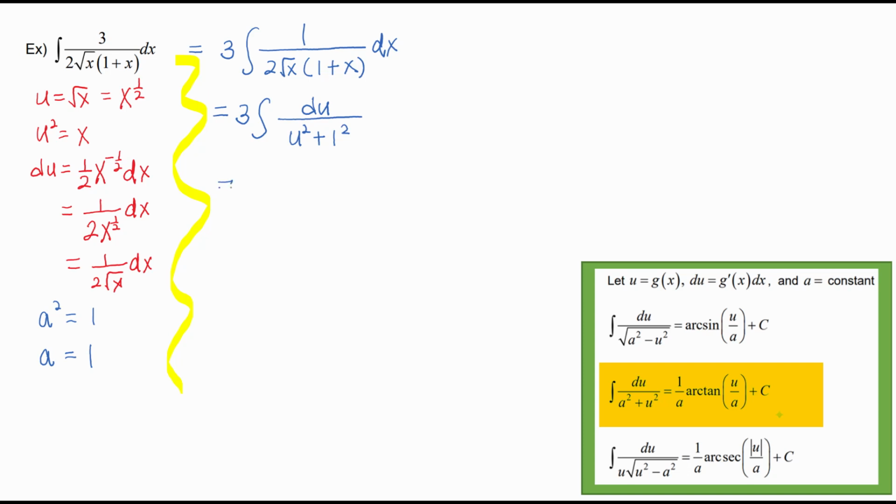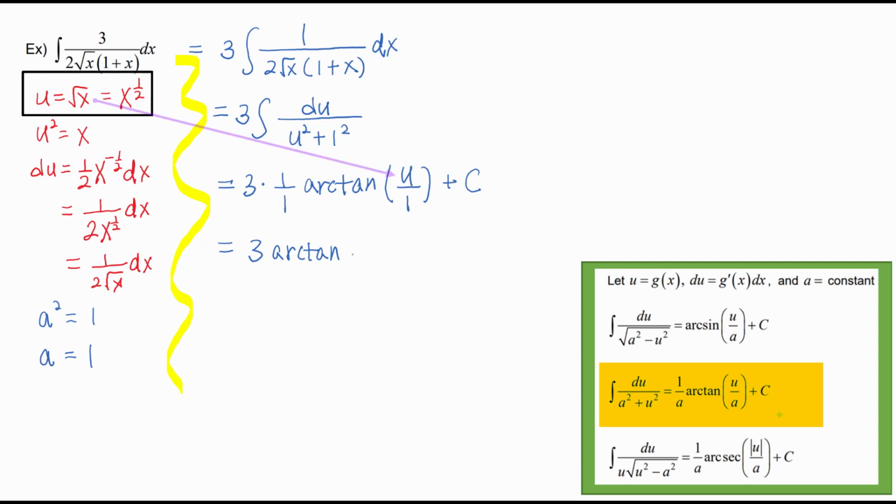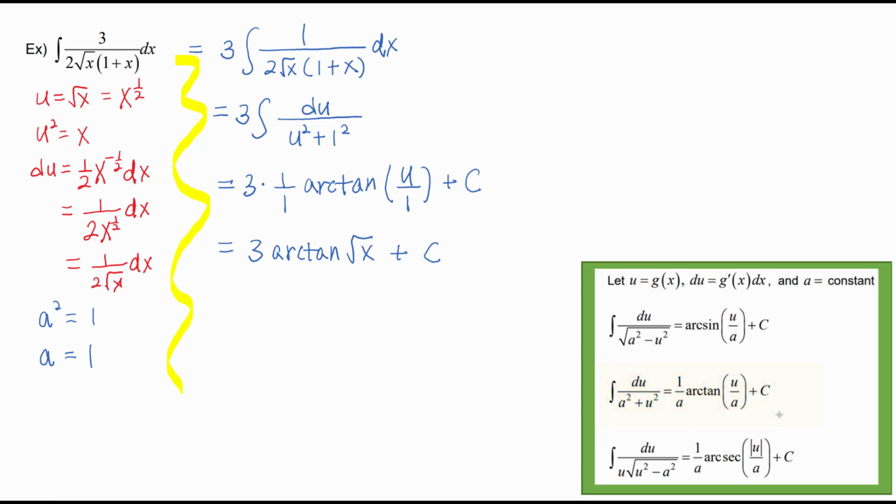So according to the formula, my answer is, I do have a constant multiple 3 in the front, so I'm going to have 3 times 1 over a, and a is 1, arctangent of u over a, and a is 1, plus c. Now 3 times 1 is 3. Arctangent of my u, which was radical x, plus c. So we got there. Our final solution is 3 times arctangent of radical x plus c.